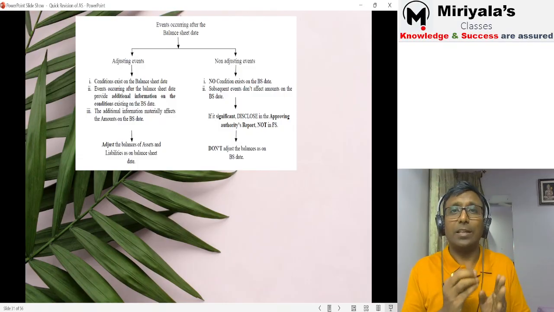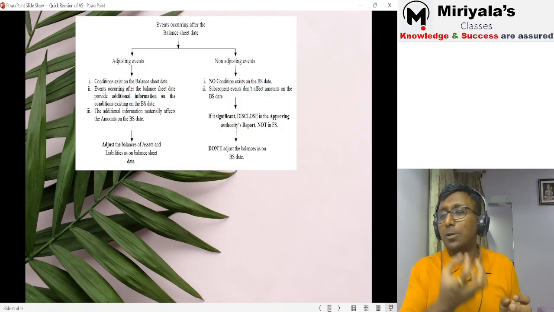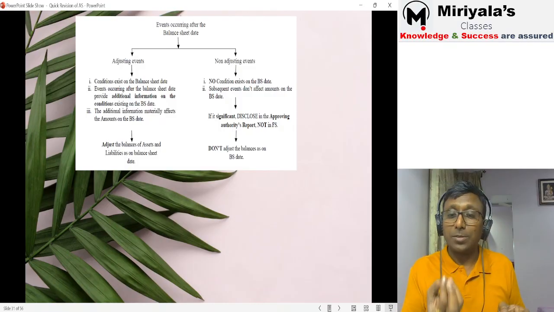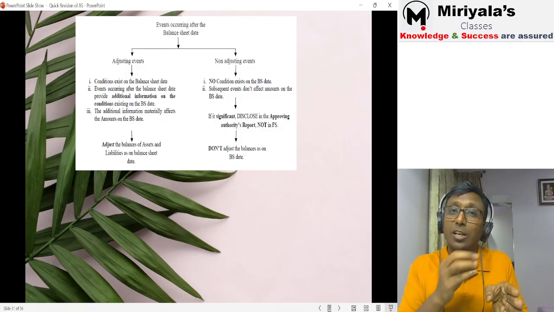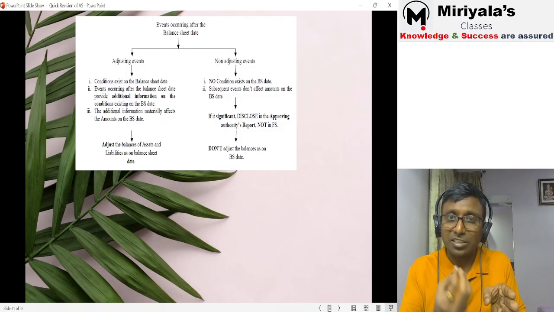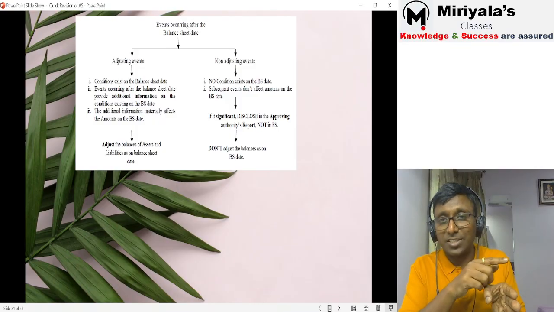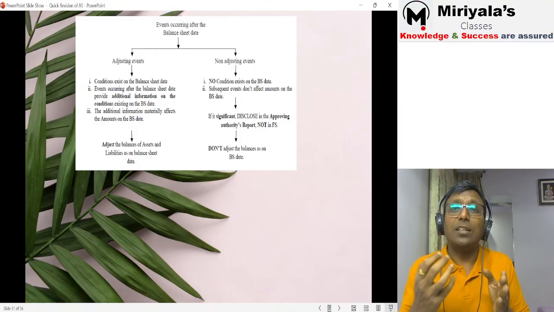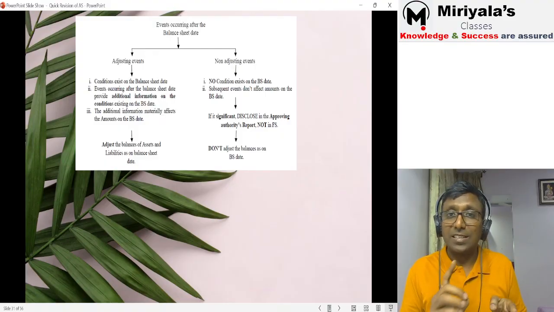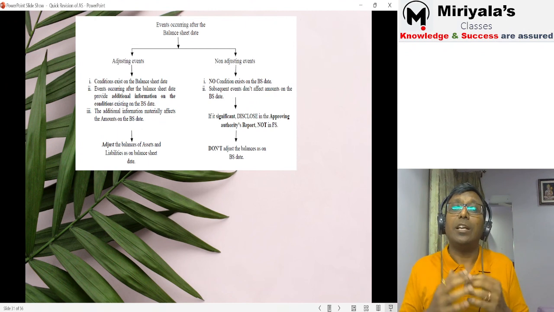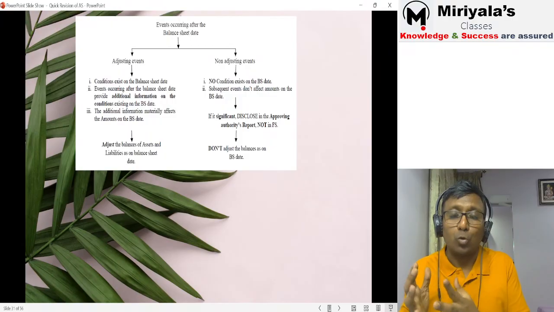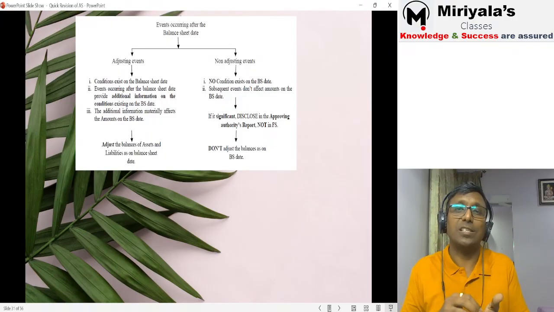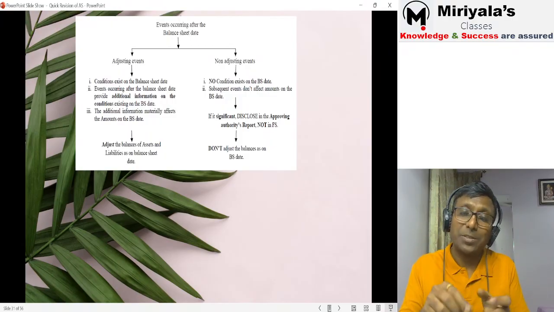If it is a non-adjusting event, for example subsequently some sale has happened, or subsequently I have declared a dividend. Dividend was never a liability as on 31st March. Even a proposed dividend for the last year was not a liability as on 31st March. That's why it is considered a non-adjusting event. If it is a proposed dividend, it should be disclosed in the notes to financial statements, because Schedule 3 very specifically says so.